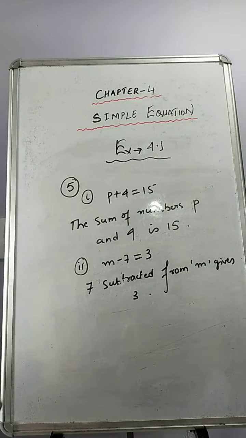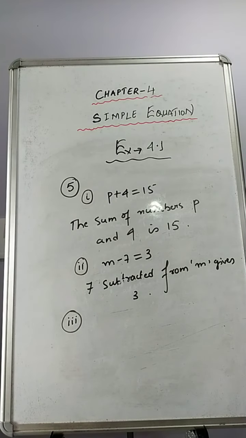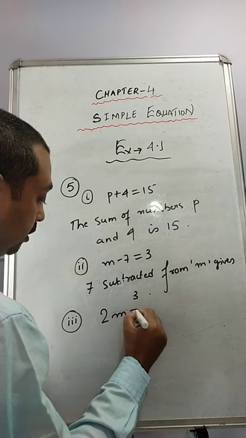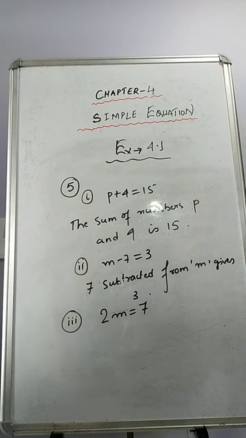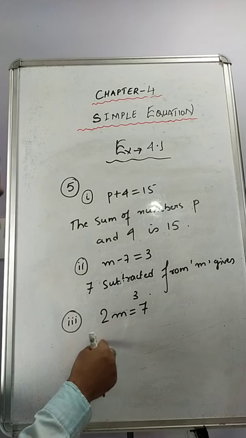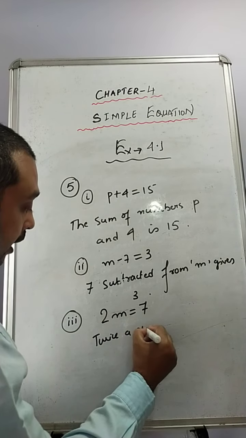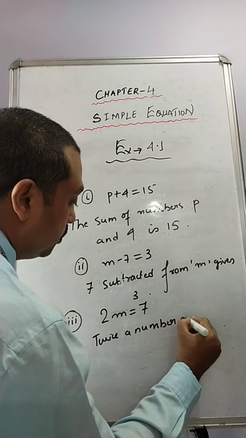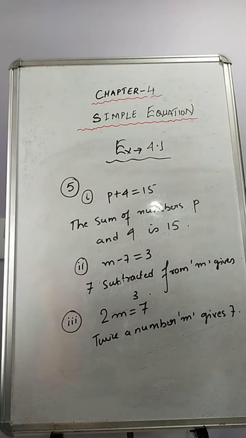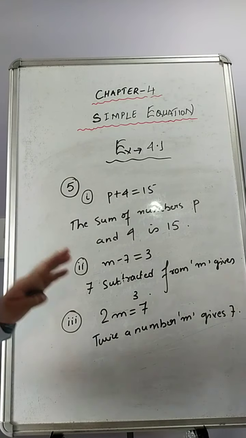Okay. So now let's move on to sum number 3, students. Now what is sum number 3 given? Sum number 3 is given 2m equals 7. Fine. So how to write it down? 2m means 2 into m. Or you can write twice a number m. Twice a number m gives 7. Or you can write the product of 2 and m is 7. So many ways you can write it down, students.